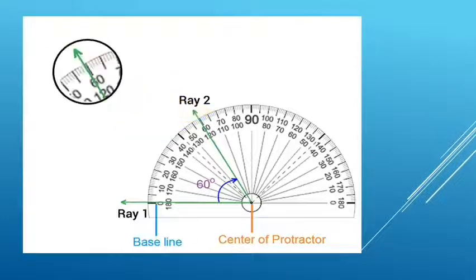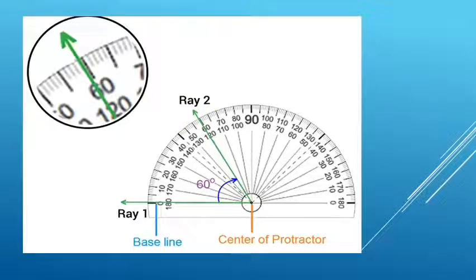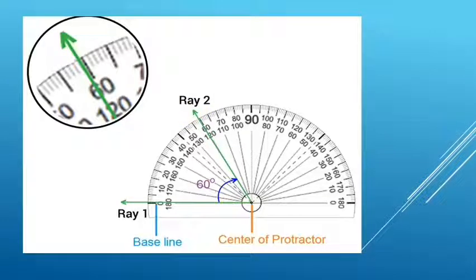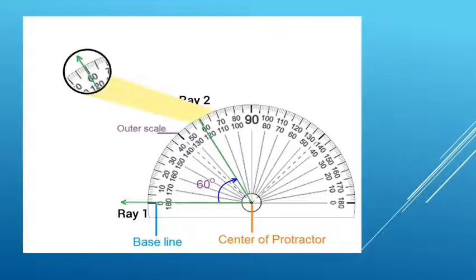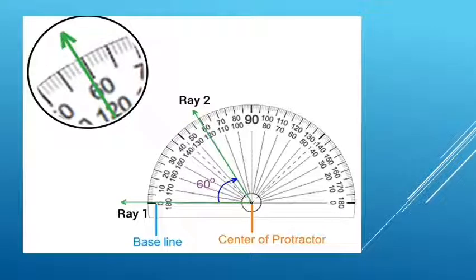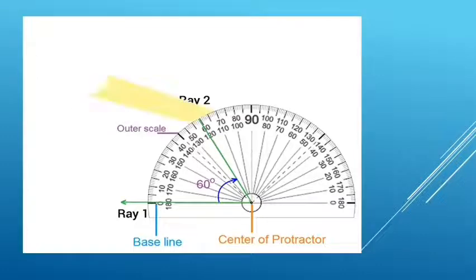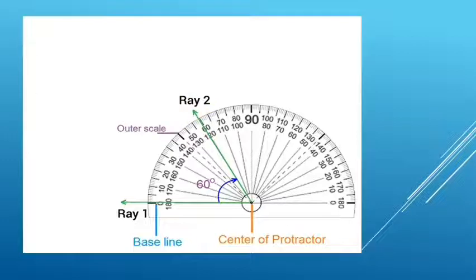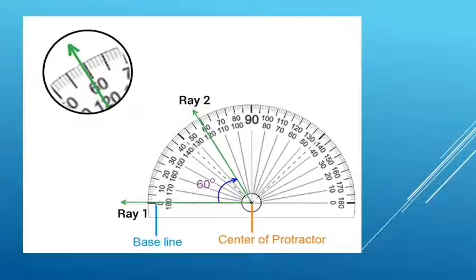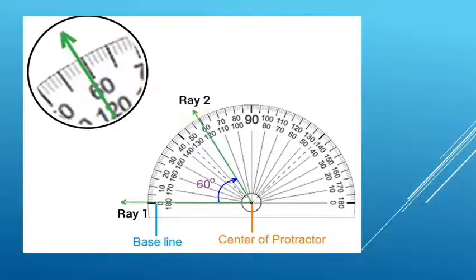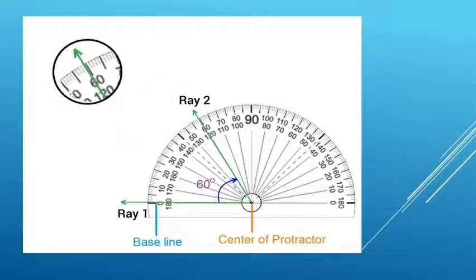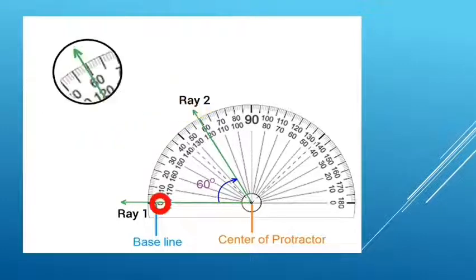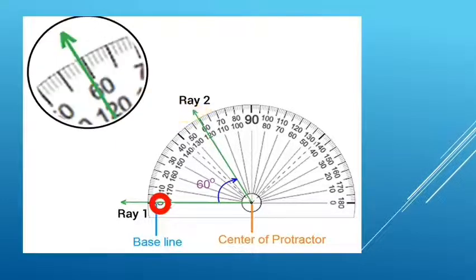Now, another thing is how we will get to know whether we have to take the outer scale or the inner scale. As you can see here, they have labeled with a purple color that this outer scale is starting from 0, 10, 20 from the left hand side, whereas from the right hand side in the inner scale it's starting from 0. We always have to check on this. We have to check which side our ray 1 is pointing. Our ray 1 is pointing towards left hand side. So we have to check where our 0 is there on left hand side. So here we can see on left hand side our 0 is in the outer scale.